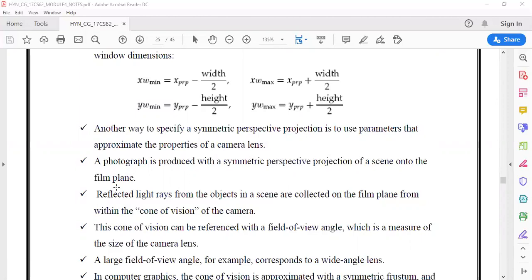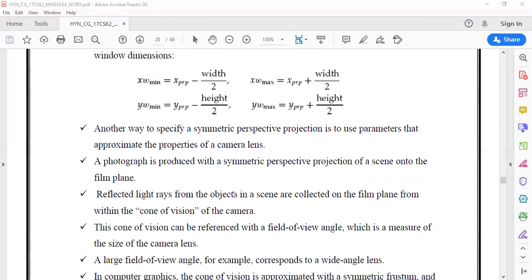Whenever I'm clicking a picture, say for example using my mobile phone, this is my center of projection. The line from the center of projection is perpendicular to the view plane. Whenever it is perpendicular to the view plane, I say that it has created a symmetric frustum.